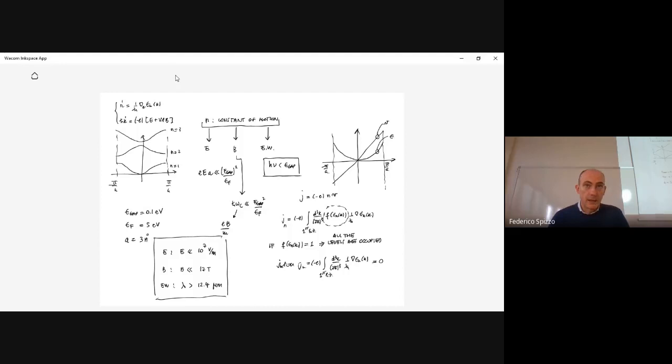So in general, if a band is completely filled, that band will not contribute to the density current. So from the point of view of how many electrons we have to consider when solving the equation of motion of the system, the answer is only the electrons that do not belong to bands that are filled. For filled bands, the density current is equal to 0.